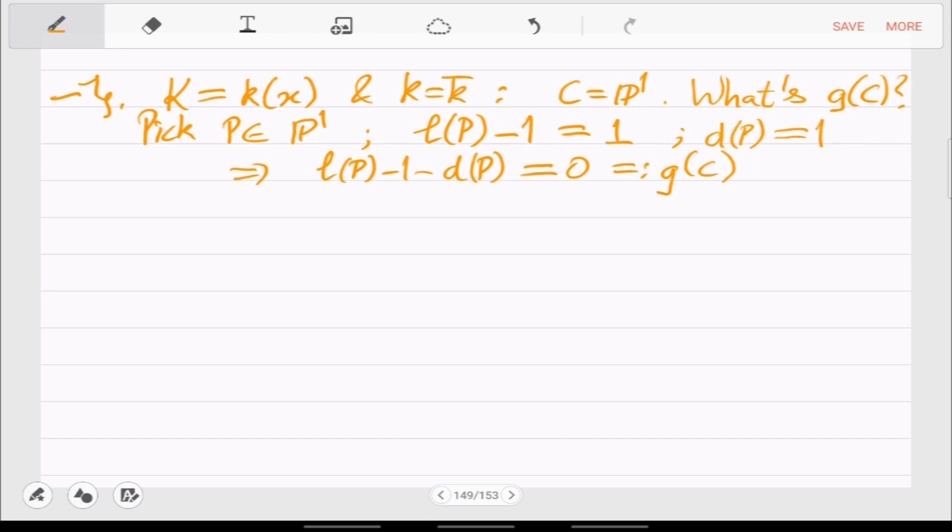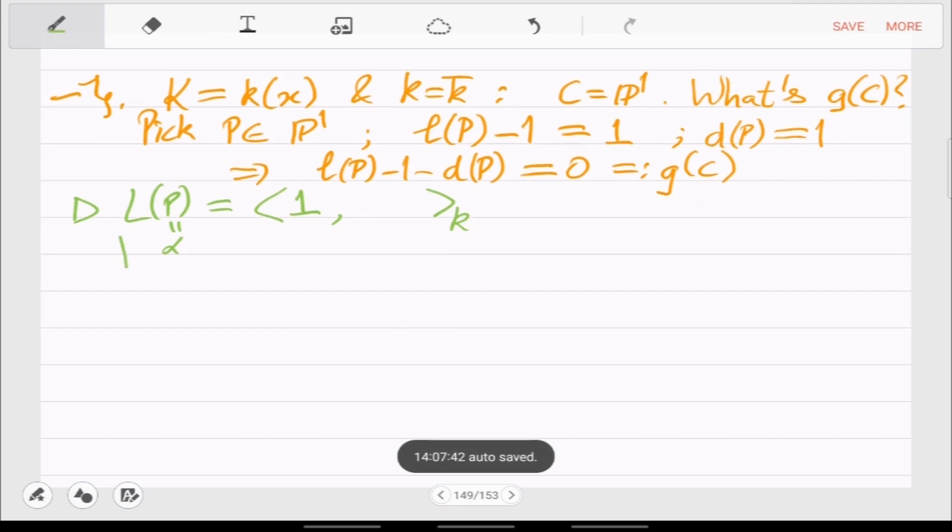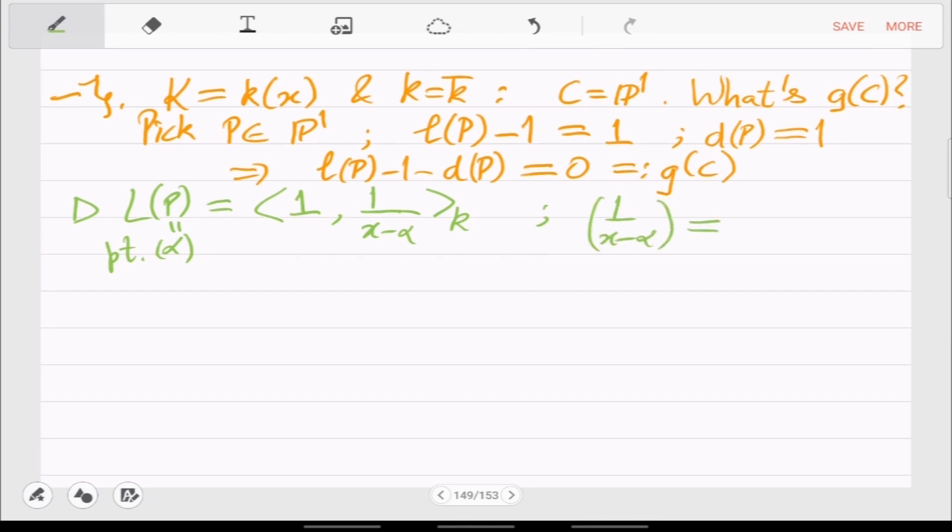Yeah, so for that you have to look at the sheaf. The functions will be a K vector space. So clearly constant functions will be in the LP sheaf, and also, let's take P to be the point alpha. You look at the function 1 over x minus alpha, right? So for 1 over x minus alpha, what is the principal divisor? Its pole is the point P.